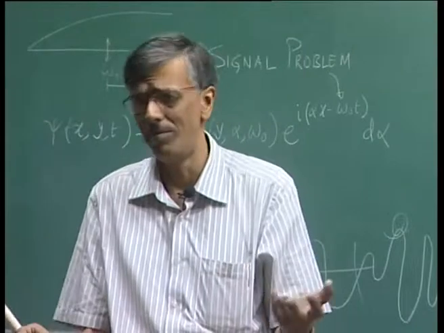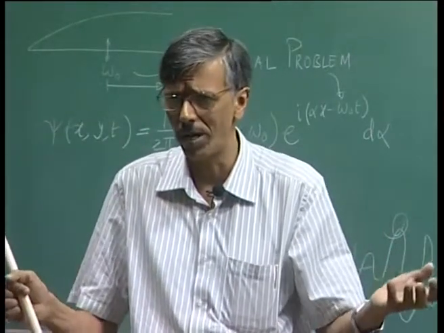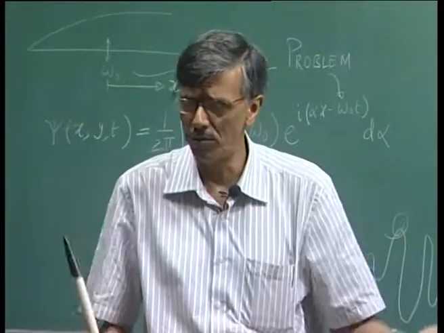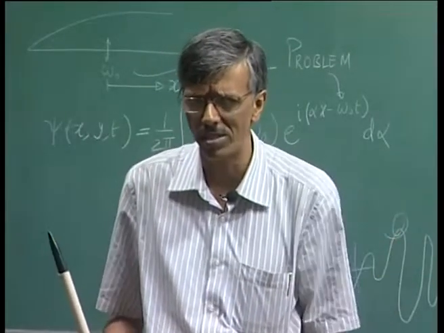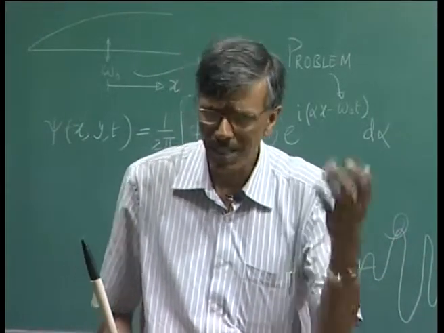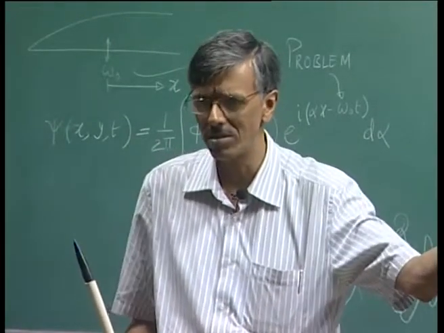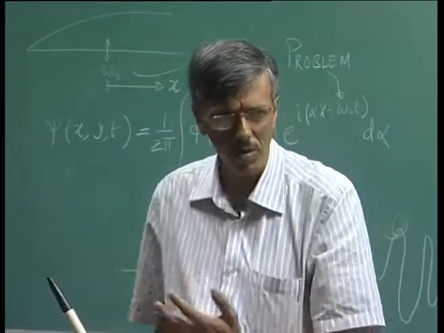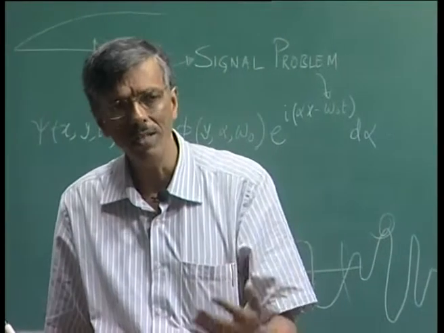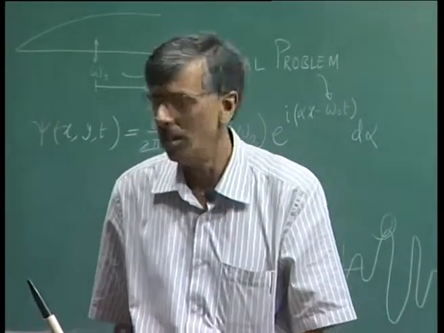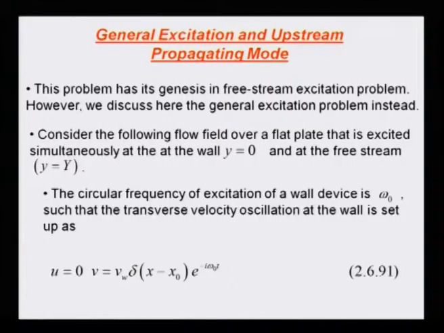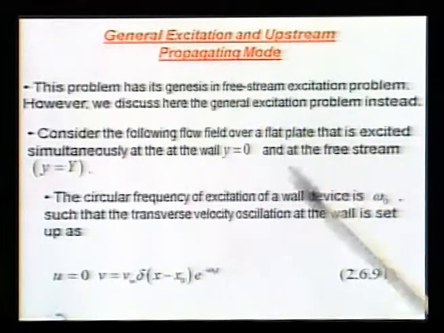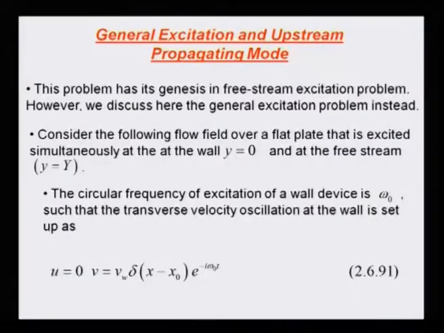But suppose I have designed an aircraft, the wing is quite rigid, or the flight condition is such that the wing vibration is imperceptible. But then still I could have disturbances coming with the oncoming flow, like what we call the free stream turbulence problem. If we have such a situation where we could have excitation simultaneously at the wall plus at the free stream, we want to study some such problem.